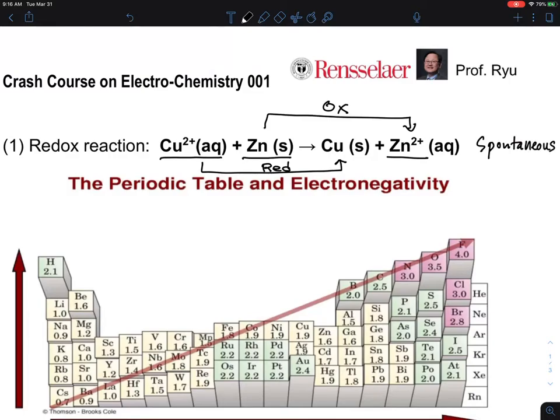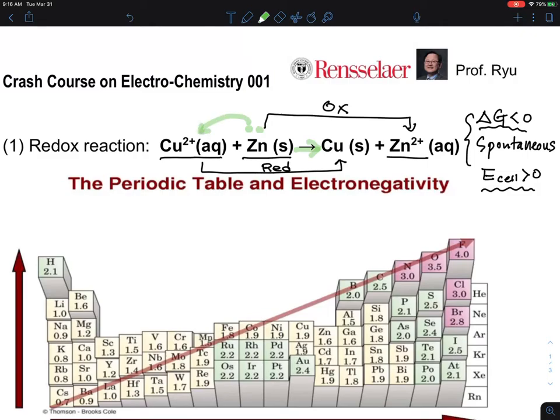As you remember from thermodynamics, spontaneous means delta G is negative. In electrochemistry, people use a standard cell potential, which is positive. This is all related through the quantities, and this means that this reaction is spontaneous, and this reaction is always moving forward. So you can see that there are 2 electrons here.